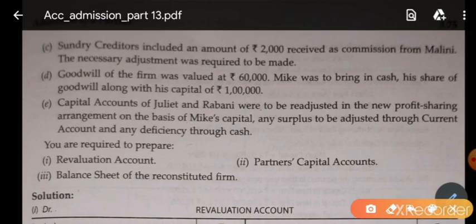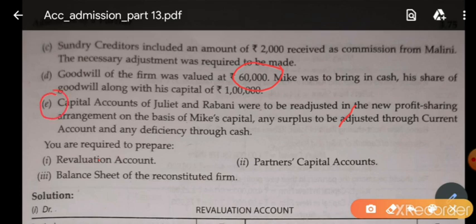Goodwill of the firm is 60,000. Mike was to bring in cash his share of goodwill along with capital of 1 lakh. So his capital will be 1 lakh and his goodwill you can easily calculate because total goodwill is 60,000. So whatever is Mike's share, we can multiply it by Mike's share and you can get the amount of goodwill brought in by Mr. Mike. Now only point number E is new.